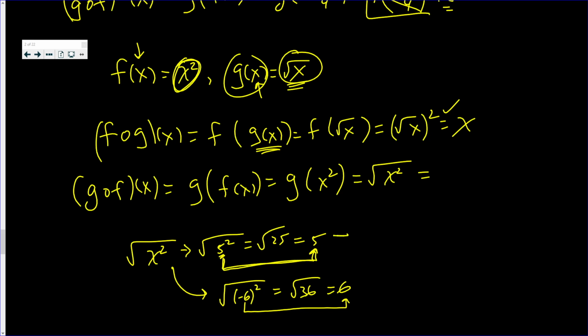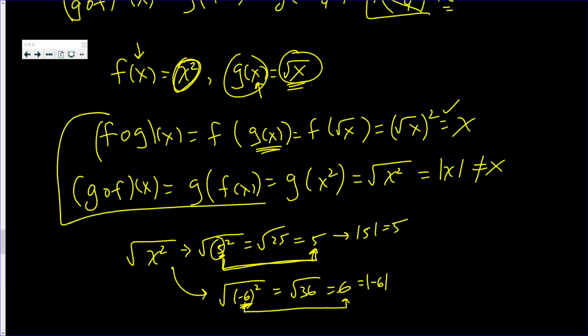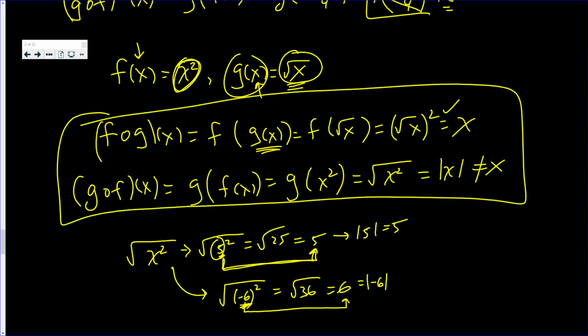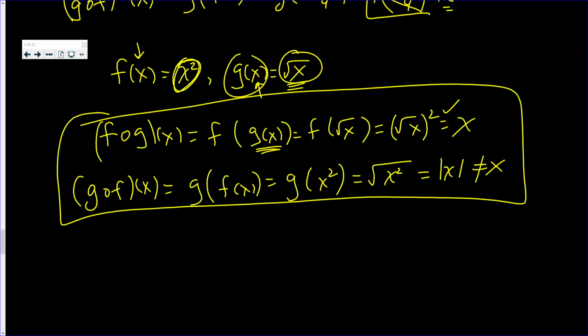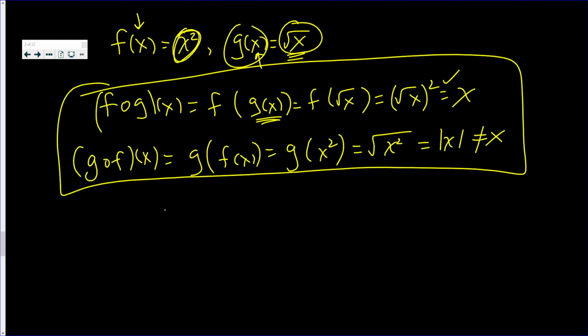Well, you know what? The absolute value of 5 is 5, and the absolute value of -6 is 6. Basically, the square root of x squared is the absolute value of x. This is not x. This is why you have to check it both ways. Now you may say, well, what went wrong? Real quick answer, f of x is not 1-to-1.